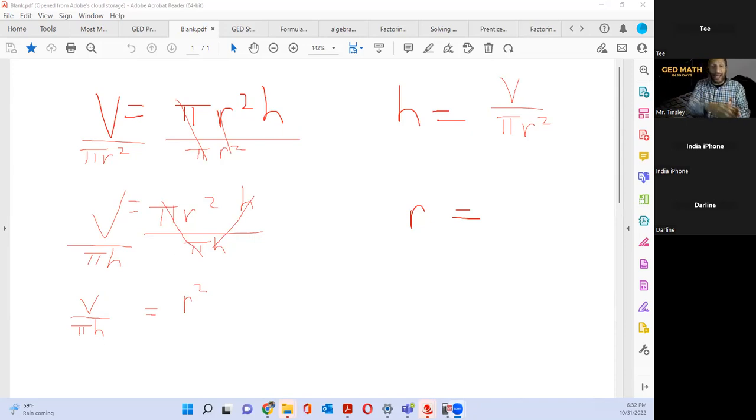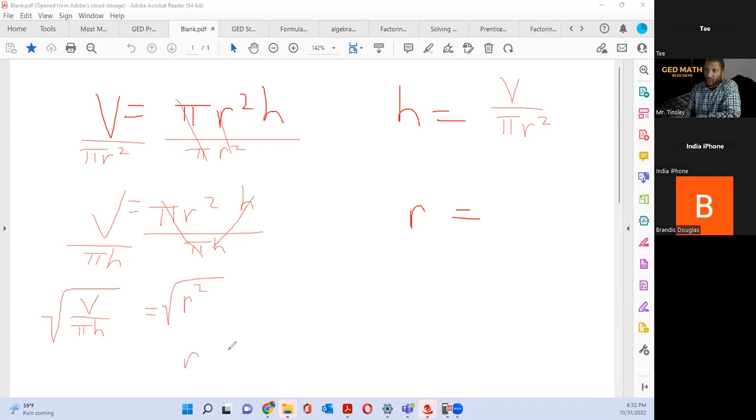When we multiply, the opposite was division. If we had to add, the opposite was subtraction. What is the opposite of squaring something? Root. What root? Square root. So we take the square root of both sides. The square root and the square cancel. So we're left with R equal to the square root of V divided by pi times H. So if they have a question where they are looking for R, this is what we will use.